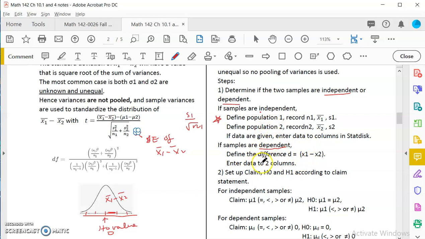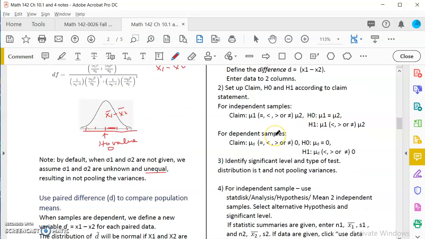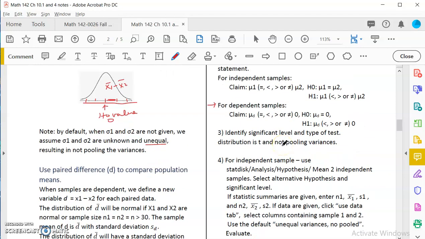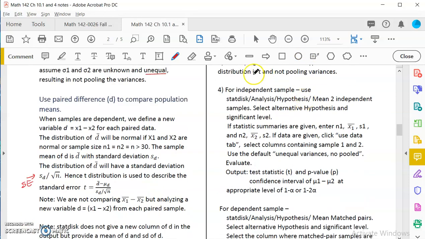But in either case, if you have data, you enter them into stat_this. Now you set up the claim. The way the claim is set up is because this is about mean, right? So you would do mu1, mu2. And for dependent sample, you don't have mu1, mu2, you're processing D. You say mu D is something, greater or less than something. If the second one is higher, then it is less than 0. If the second one is lower, then mu1 minus mu2 is positive. Okay. Then the third is the same.